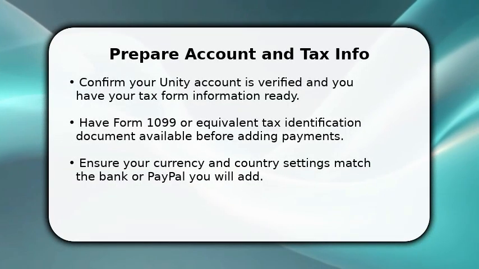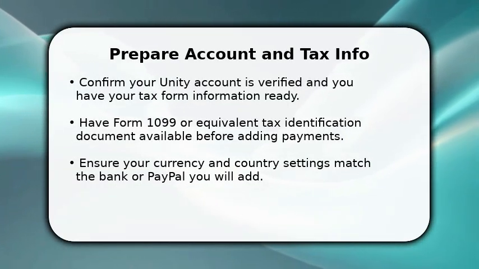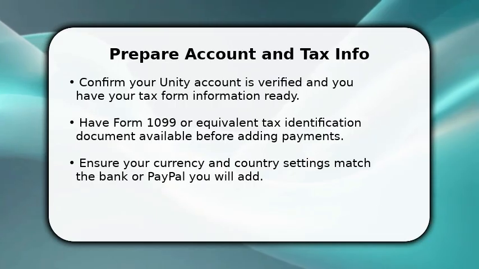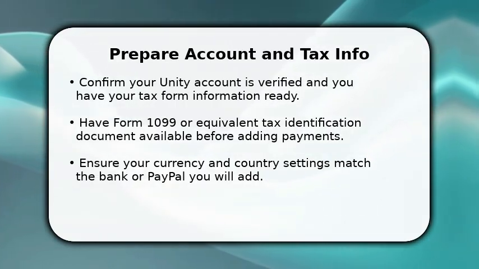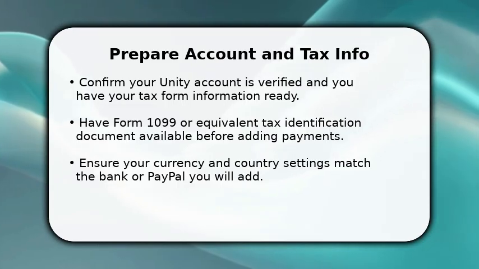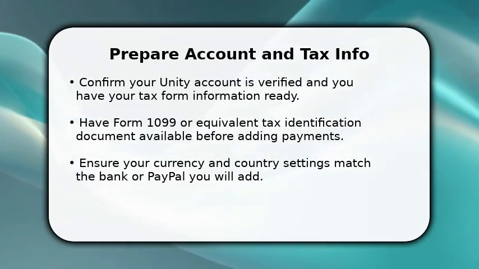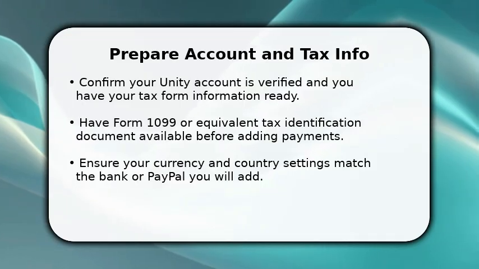Start by opening your Unity dashboard and signing into your verified Unity account now. Navigate to Monetization or Payouts in the left menu to begin setup. Have your tax ID and Form 1099 information ready to upload when prompted on the dashboard.